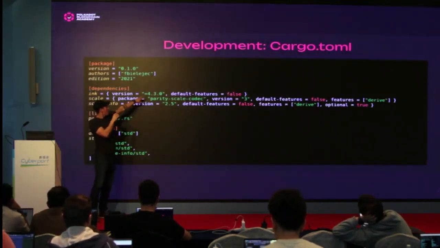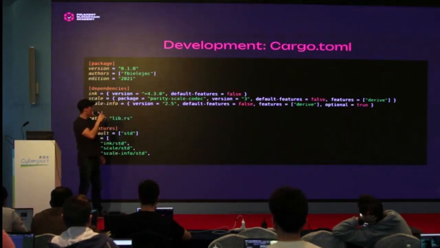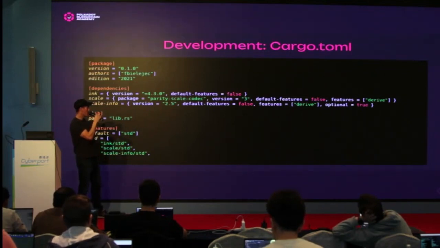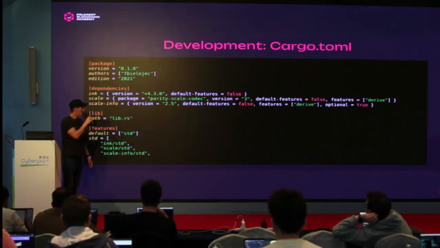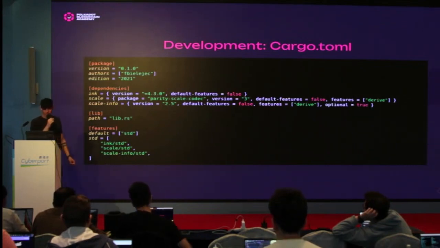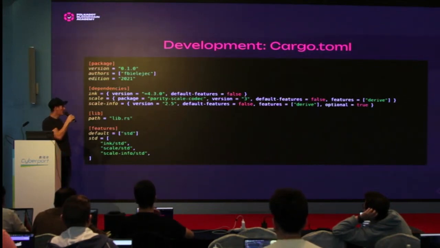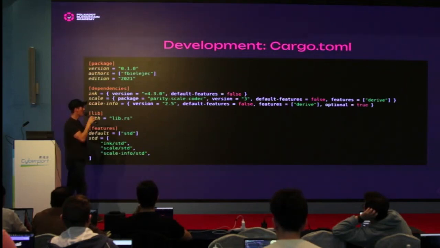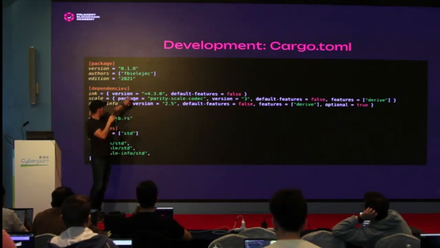You have ink, here we target version 4.3. You have the SCALE codec, we're gonna come back to that later, we're gonna talk about it. And here's a question for you. Why is the standard library not included by default in these dependencies here?